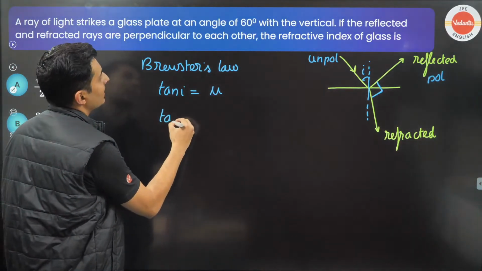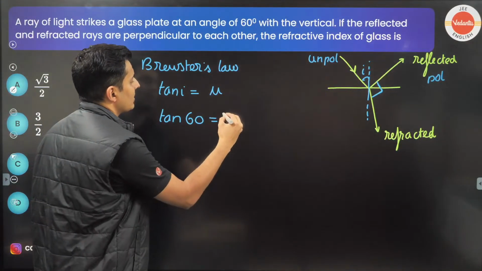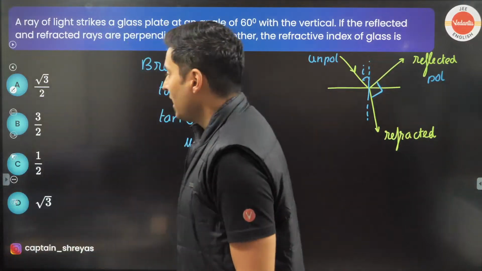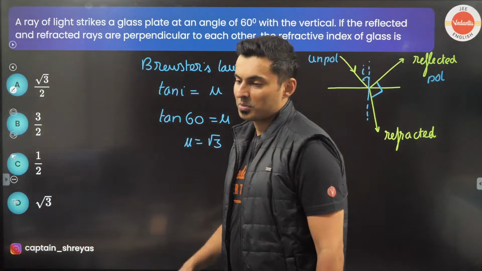So tan of what is the angle, my dear students? I think it is given as 60 degrees. So tan 60 is mu. So mu will be nothing but √3. So where do you have √3, guys? Option D. Exactly. You can see that option D.